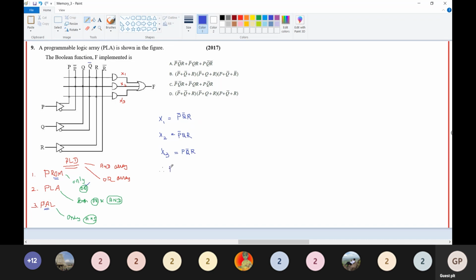Therefore the function f is equal to the addition of all these: p' q' r plus p' q r plus p q' r, which matches up with option c. So now move to the next question.